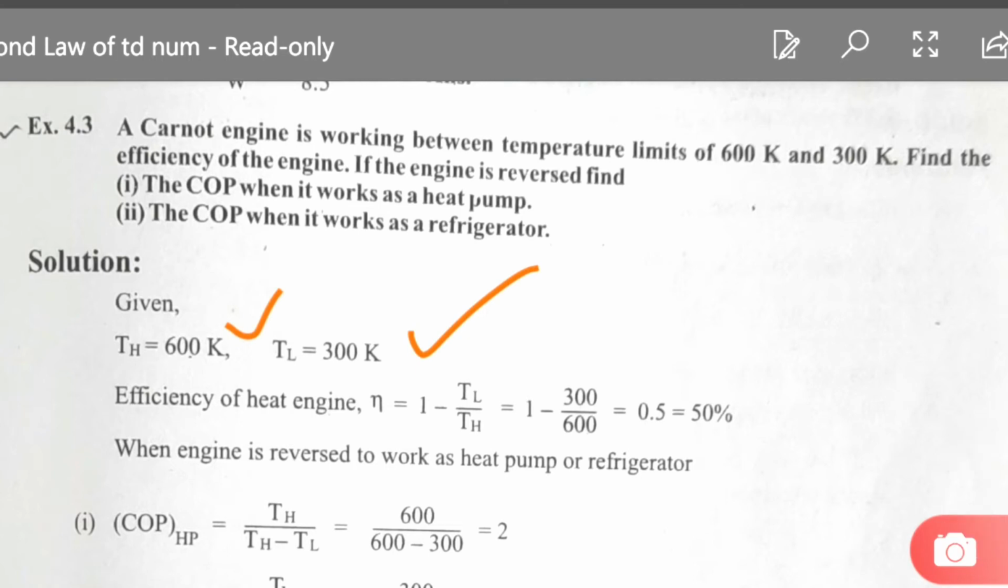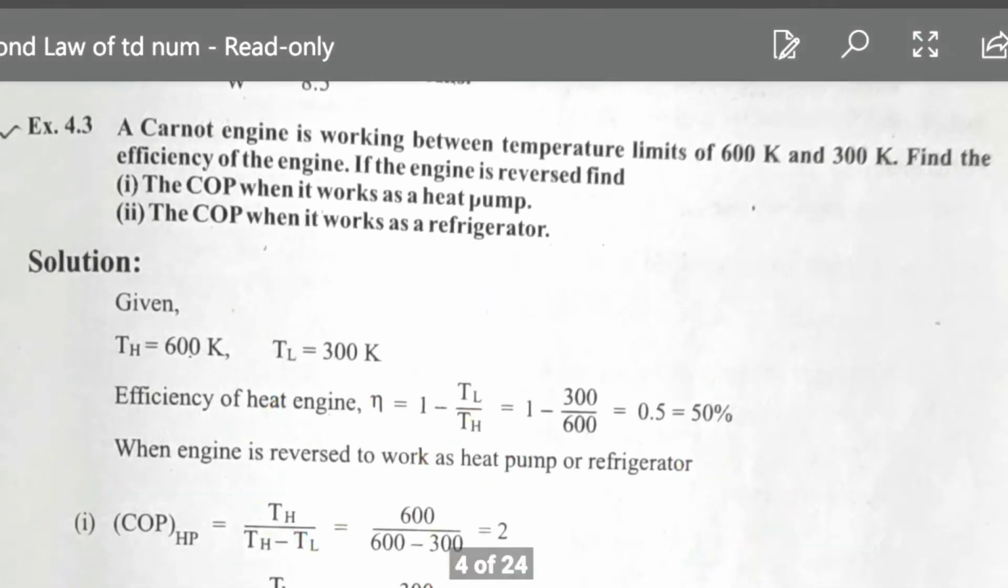Now we want to find the efficiency of the heat engine. So the efficiency of the heat engine is eta equal to 1 minus TL upon TH, which is equal to 0.5 or 50%. So the efficiency is 50%.